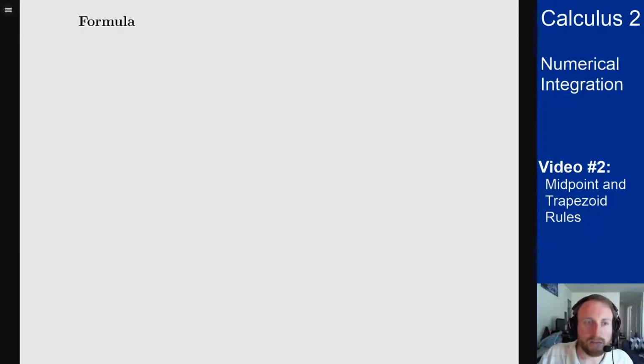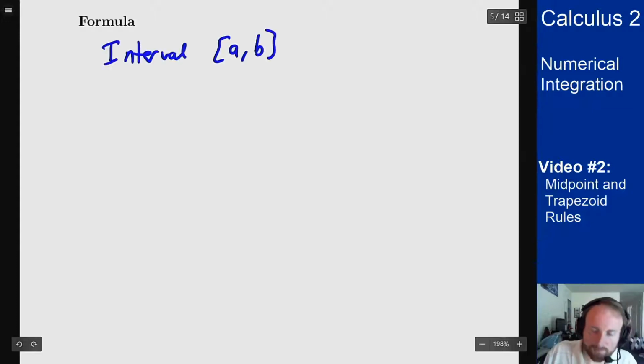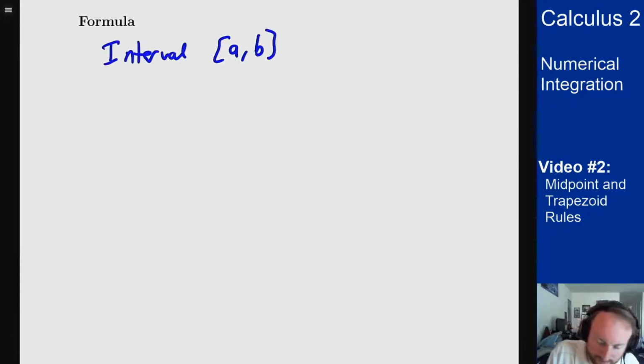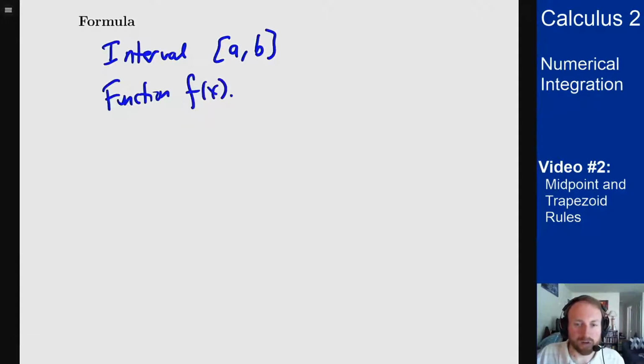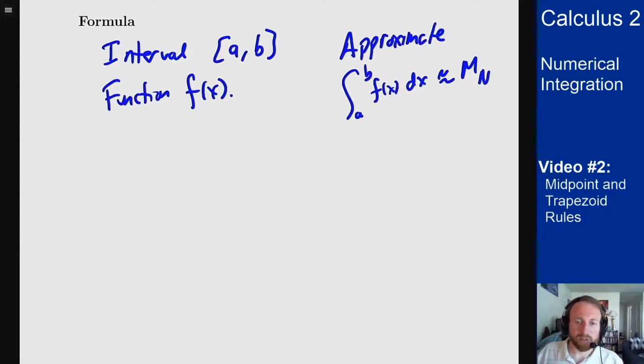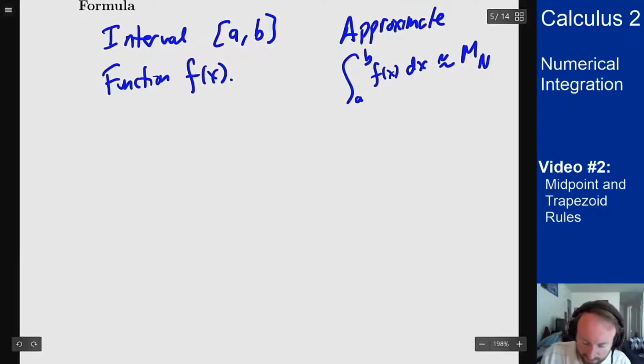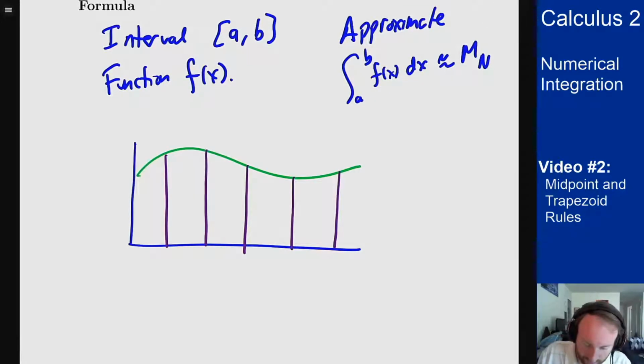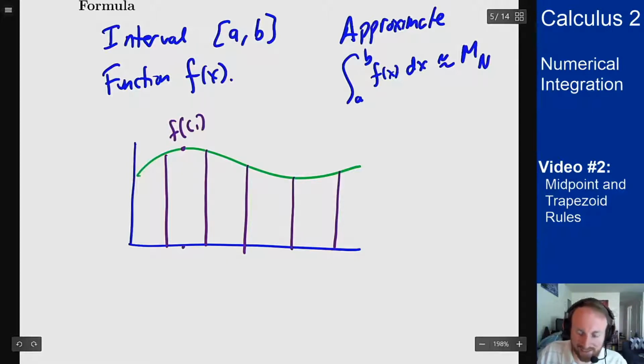So let's say we have the interval from a to b, and I have my function f of x, and I want to approximate the integral of f over a to b with M sub capital N. How do we do this? Well, if I have a bunch of rectangles, for each one, I want to pick the height to be the function value at the midpoint, and we'll call these midpoints c's. So that'll be f of c1, f of c2, and so on.